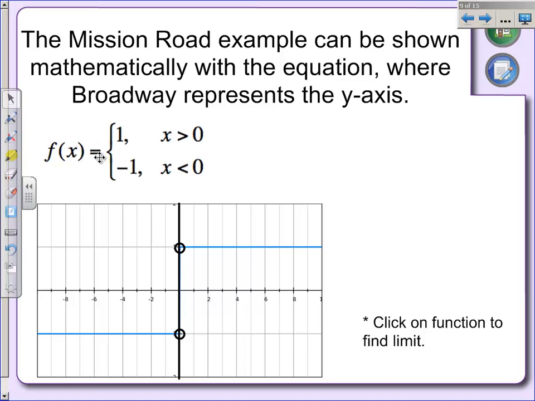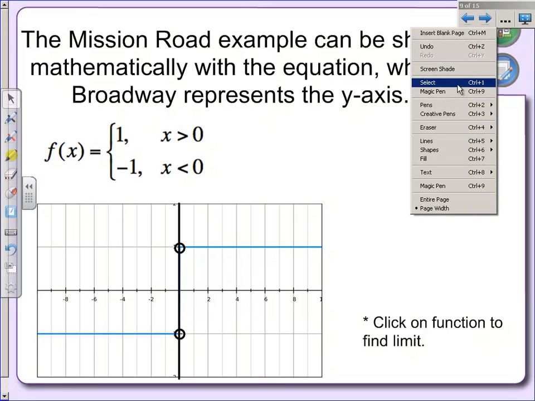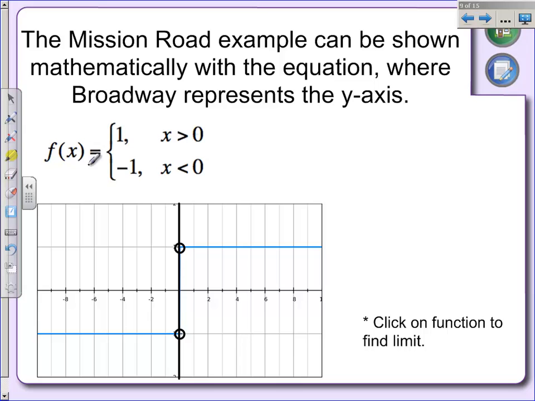So here I've got a piecewise function, and piecewise functions are where you have more than one equation. It's got f of x equals, we open up brackets. So we've got f of x equals 1 if x is greater than 0. And x is greater than 0 means positive values of x. So you can see all of these positive values of x, we've got the line y equals 1. Now, for all of the values less than 0, I've got f of x equals -1. And so this is called a piecewise function. I've got two different equations for different intervals on the x-axis.